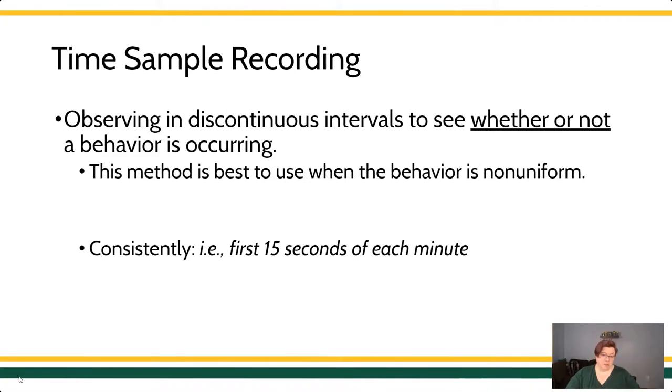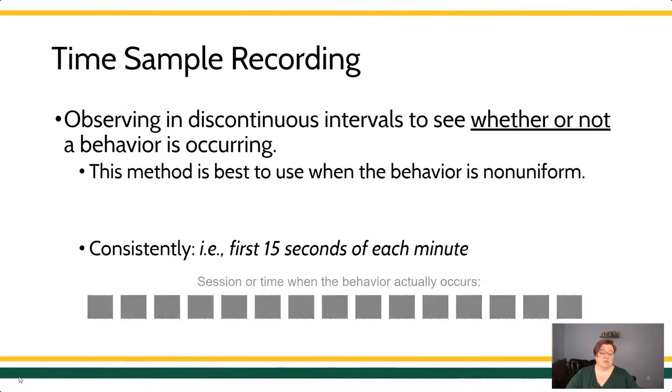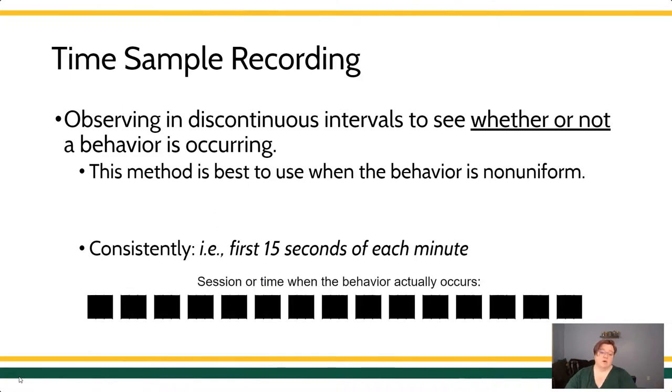Just like with partial and whole interval recording, we want to use this when behavior is non-uniform, so it doesn't have a clear on and off point. If behavior is uniform, use a different method of observation, use event recording. But you can do time sampling in one of two ways. You can either record consistently and set a pattern. So, for instance, maybe you observe the first 15 seconds of each minute to see whether or not the behavior occurs.